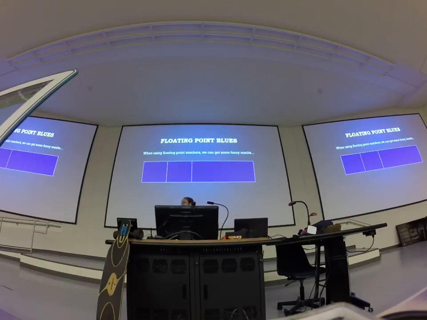All right. So floating point numbers. Why don't we just use them for everything? Which is paraphrasing what somebody said earlier. And the answer is because it can cause you all kinds of problems.